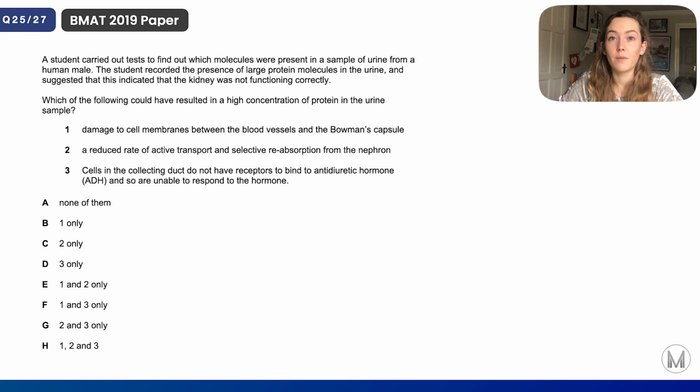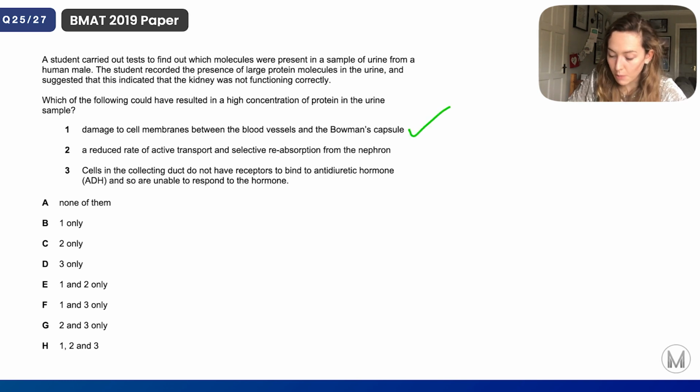Question 25. So, in a normal ultrafiltration process, large protein molecules should not be able to pass from the blood into the Bowman's capsule. There is a fine mesh there that's filtering, and we don't want any large protein molecules. So there should be no protein molecules in that ultrafiltrate at all. If there is protein in the urine, it's suggesting a problem in the ultrafiltration process, but nowhere else will have that issue. So we can see here that statement 1 is correct.